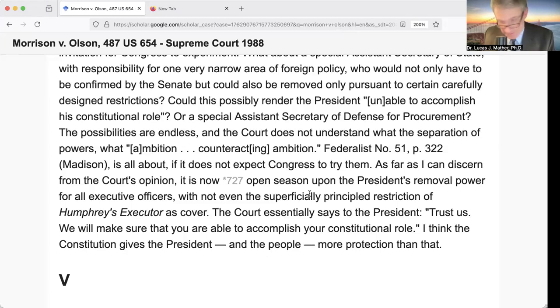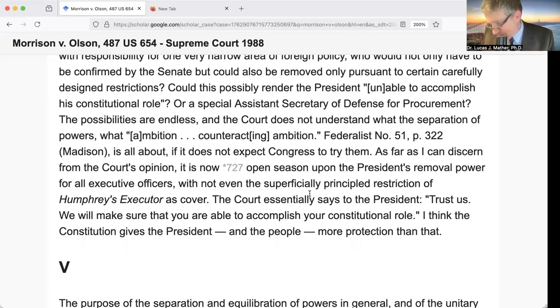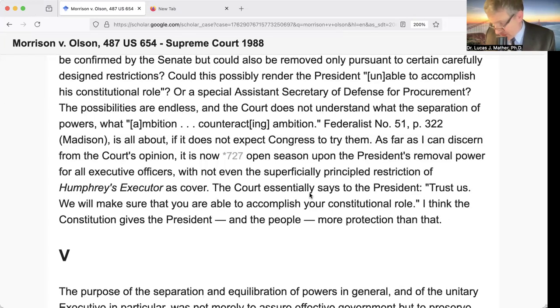The possibilities are endless. And the court does not understand what the separation of powers, what ambition counteracting ambition, Federalist 51, Madison, is all about, if it does not expect Congress to try them. As far as I can discern from the court's opinion, it is now, page 727, open season upon the president's removal power for all executive officers, with not even the superficially principled restriction of Humphrey's Executor as cover. The court essentially, this is sizzling, man, the court essentially says to the president, trust us. We will make sure that you are able to accomplish your constitutional role. I think the Constitution gives the president and the people more protection than that.